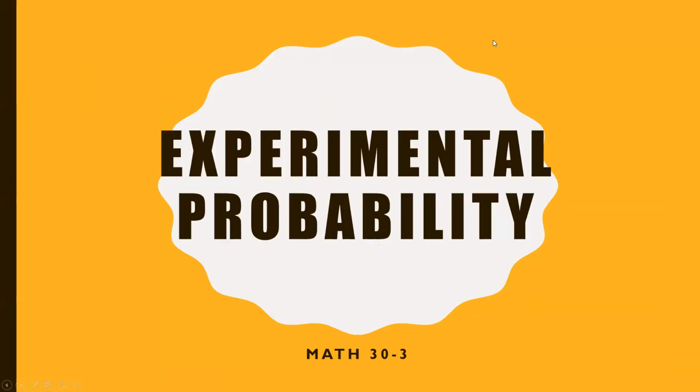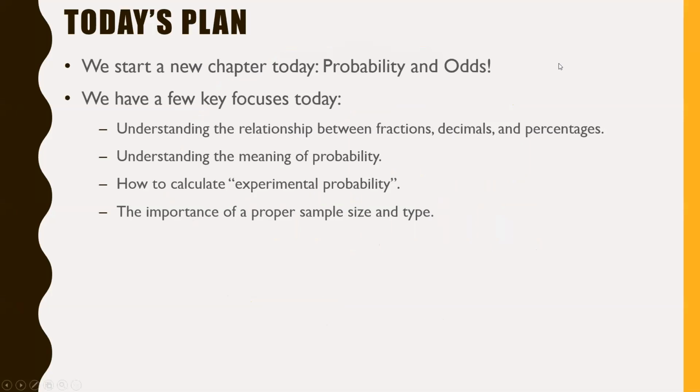Okay, so we're starting a brand new unit today, so therefore it's going to be a different part of the work booklet. Experimental probabilities is going to be the name of the game today. Here we go. So we start a new chapter today, probability and odds. That's what the whole chapter is going to be on. We're starting with probability, of course.